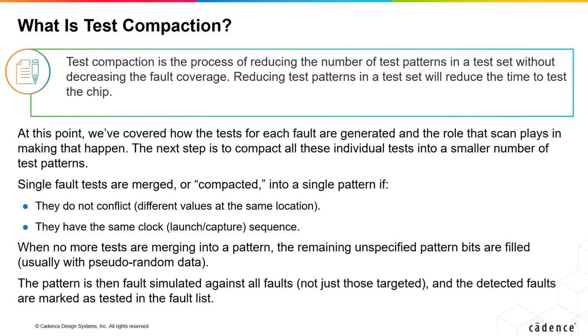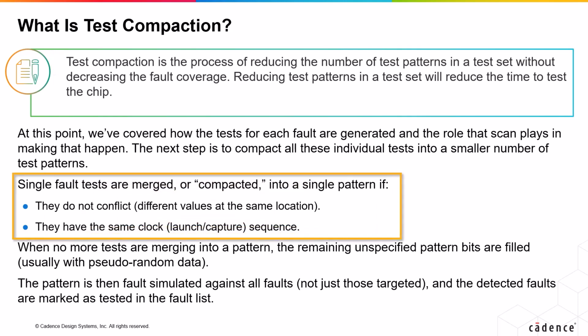At this point, we've covered how the tests for each fault are generated, and the role that scan plays in making that happen. The next step is to compact all these individual tests into a smaller number of test patterns. Tests for single faults may be merged if they do not have conflicting values applied to the same primary input, and if the launch and capture clock and control sequence is the same. The scan sequence is always the same, by construction.